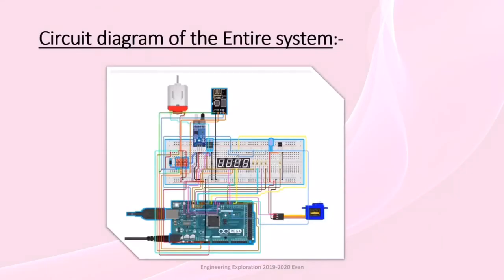Circuit diagram of the entire system. The circuit diagram has components like DC motor, servo motor, IR sensor, LED display, relay, Wi-Fi module display, and Arduino Mega 2560 board.